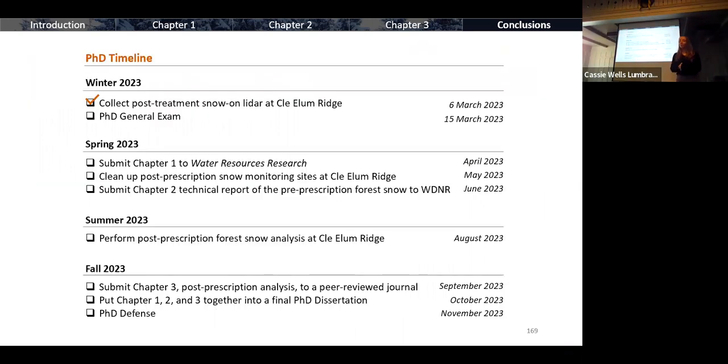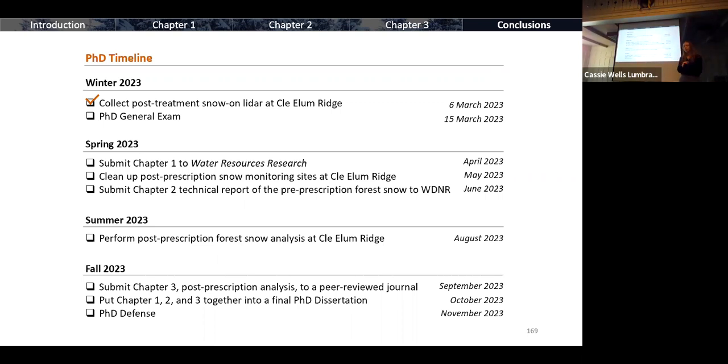Okay, we made it here. It's winter 2023. Last week, we collected our treatment data on Clay Elm Ridge, and we're currently at my PhD general exam. So far, this is going well. I plan to have 3 more quarters here at UW. I plan to be here through the end of the year. In spring, I'm going to submit that first chapter, and we need to go pick up our site. So hopefully we'll have a field day or 2 to do that.